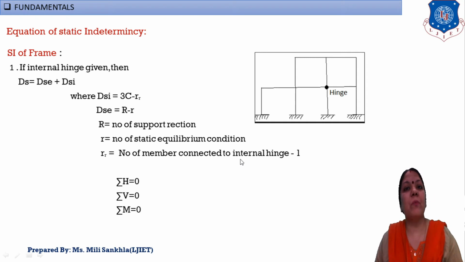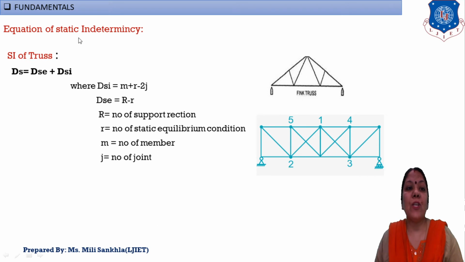That I will explain at the time of SI and KI. Now DAC is common, capital R minus small r again. Capital R is equal to the number of static conditions, which we already discussed a number of times, and small r is equal to the number of members connected to the internal hinge minus 1. Remember it. Now next one, equation of static indeterminacy for truss.